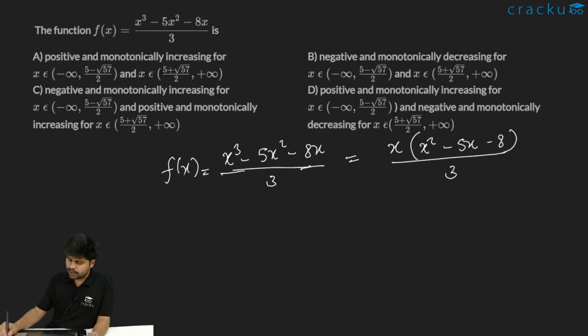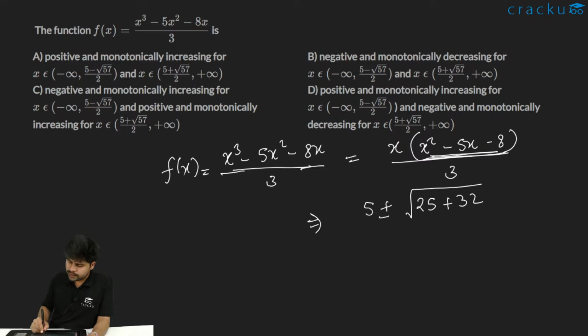Now look at this quadratic inside. This quadratic will also have some roots. So what are those roots? Let's apply the quadratic formula to find the roots of the quadratic inside the bracket. The quadratic formula says x equals minus b plus or minus the square root of b squared minus 4ac, divided by 2a. So this will be minus b, which is 5, plus or minus the square root of b squared, which is 25, minus 4ac, which is plus 32, divided by 2a, which is 2.